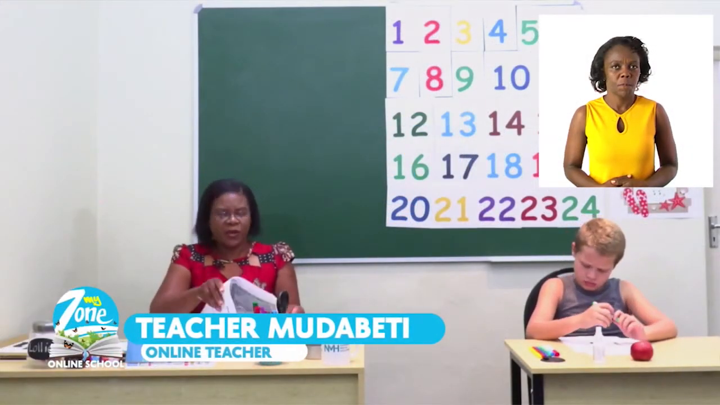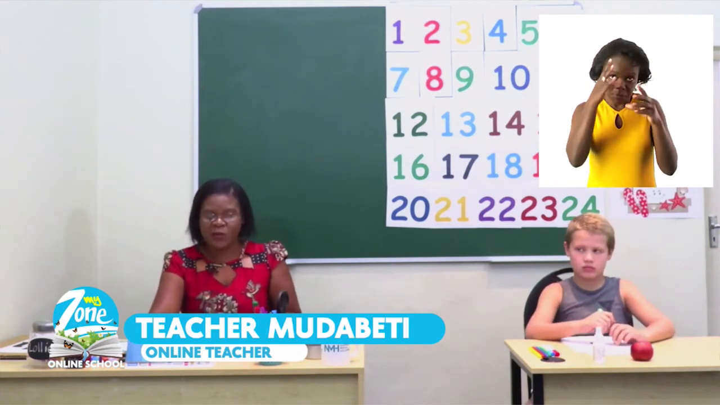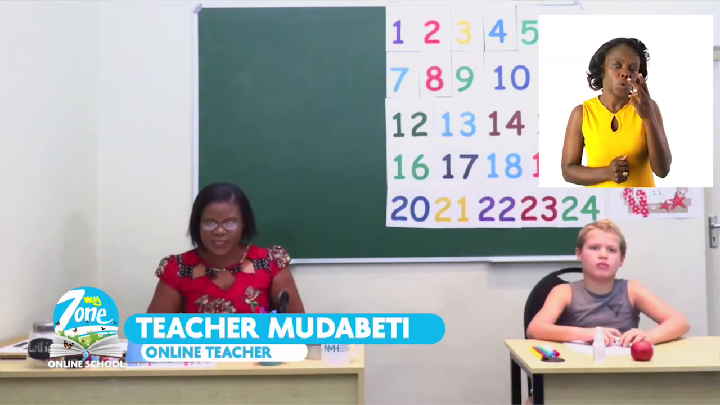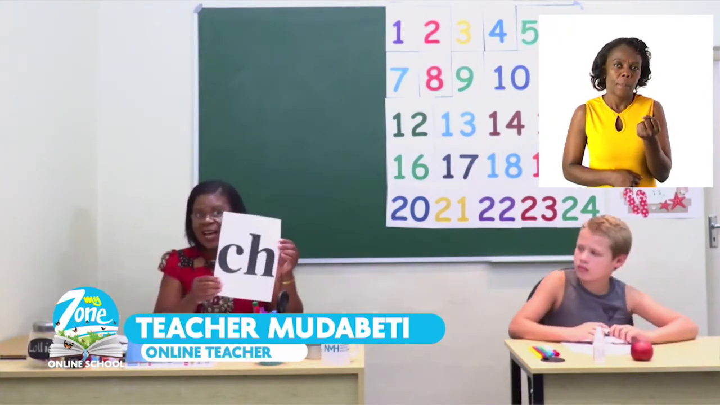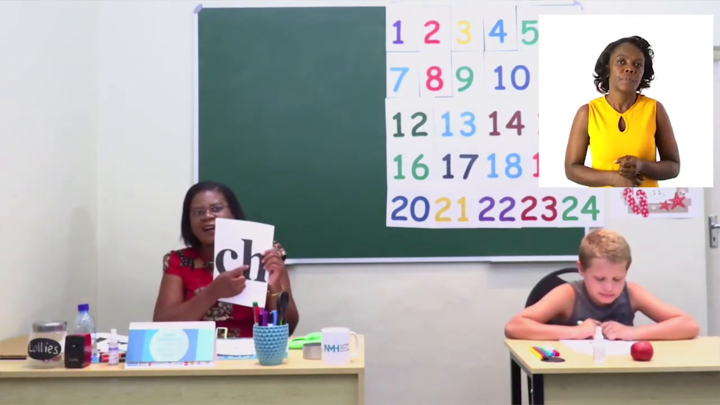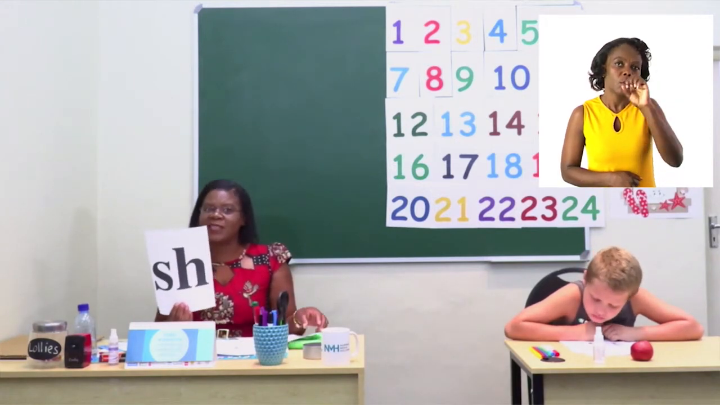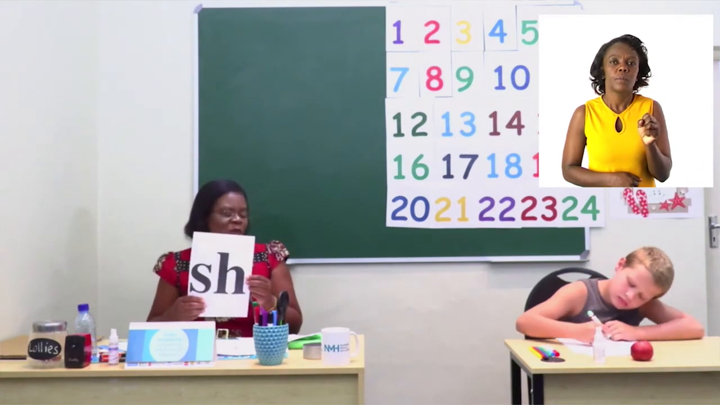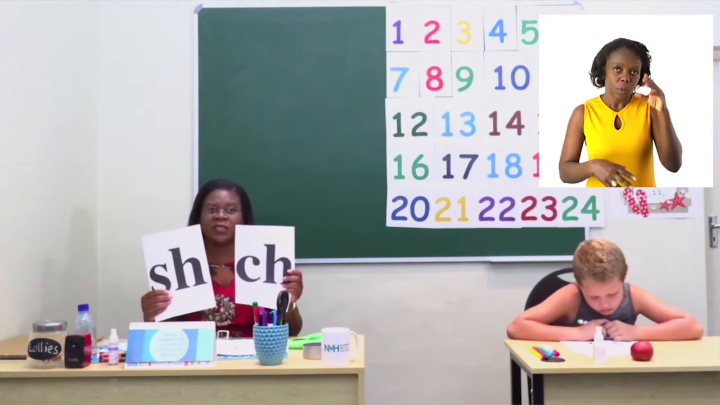Good morning once more, learners. We are going to learn about the 2 sounds that always confuse us. We have this sound, the k and the h. And we also have this sound, the s and the h. It always confuses us. So today we are going to learn much more about it.